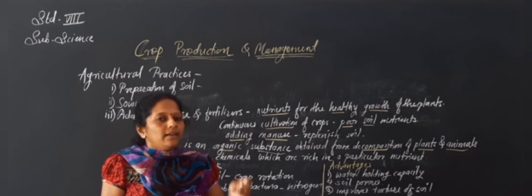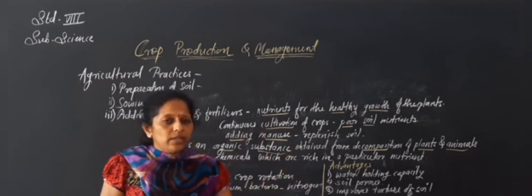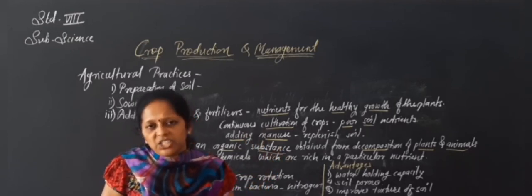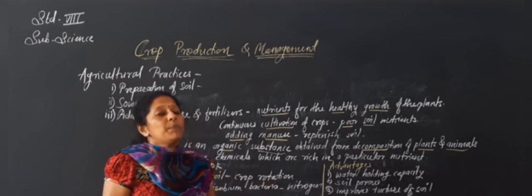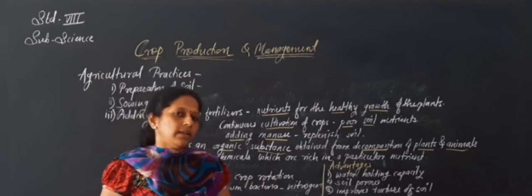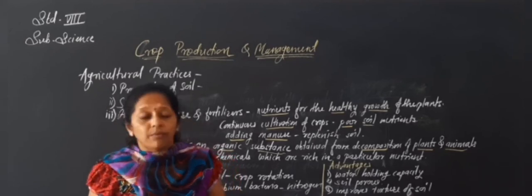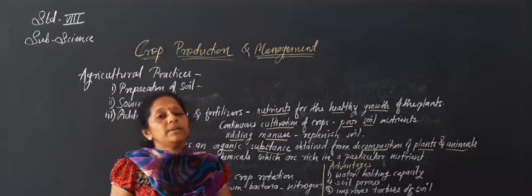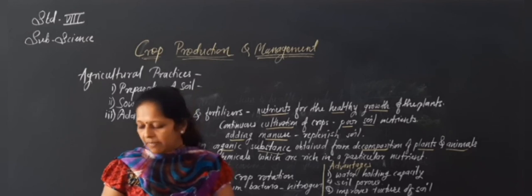So here the farmers throw plant and animal waste into one pit, and it is decomposed by microorganisms. The decomposed part is used as organic manure. This is like vermicomposting also, you know about vermiculturing. Worms are cultured, and they are also used as one type of organic manure.